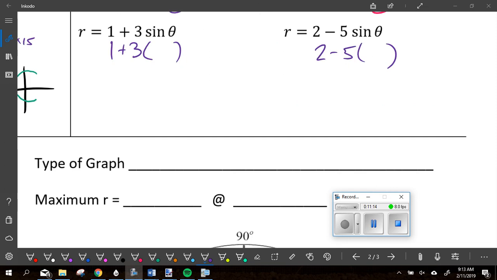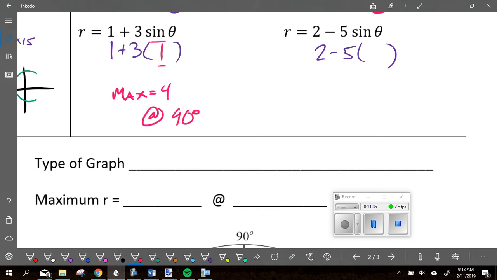Lester, what was your maximum on that one? 1 plus 3 sine theta? I had 4. You had 4 because what'd you want sine to be then? 1. You wanted sine to be 1. That's going to get him a maximum of 4. Brett, when is that going to get you a maximum of 4? At 90 degrees, because that's when sine is 1.